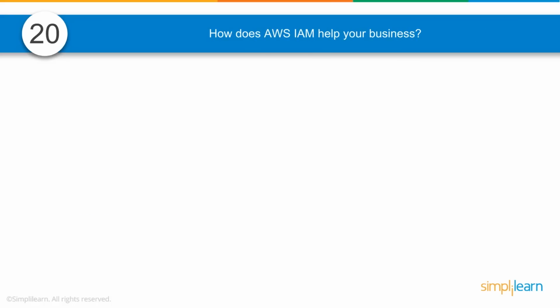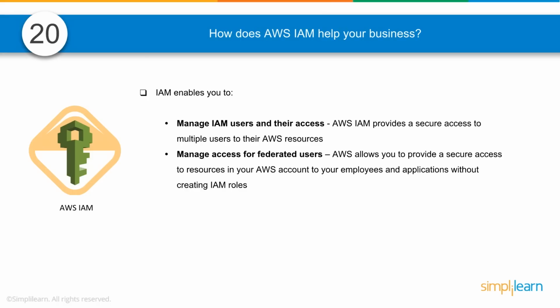Another question could be like this: what's the use case of IAM and how does IAM help your business? Two important or primary works of IAM are to help us manage IAM users and their access. It provides secure access to multiple users to their appropriate AWS resources. So that's one thing it does. And the second thing it does is manage access for federated users. Federated users are non-IAM users, and through IAM we can allow and provide secure access to resources in our AWS account to our employees without an IAM user.